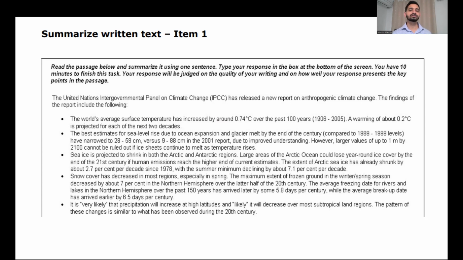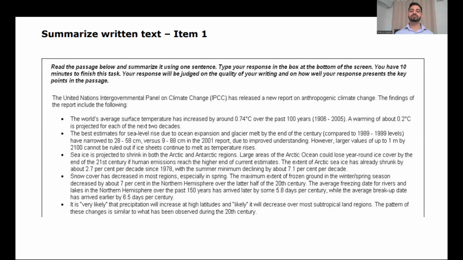Sea ice is projected to shrink in both Arctic and Antarctic regions. Large areas of Arctic Ocean could lose year-round ice cover by the end of the 21st century if human emissions reach the higher end of current estimates. The extent of Arctic sea ice has already shrunk by about 2.7% per decade since 1978, with the summer minimum declining by about 7.1% per decade.